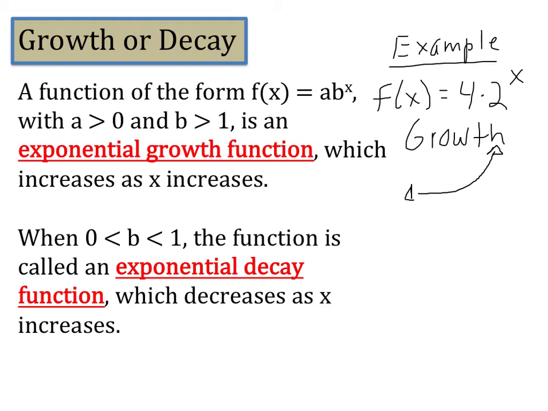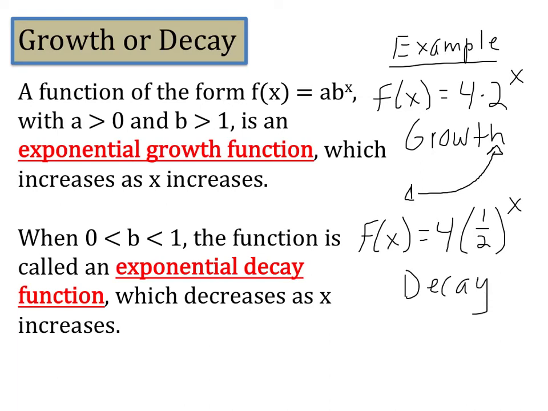Now a decay function is when b is greater than 0 but less than 1. So that same function, f of x, we can still have a be greater than 0, but then b would need to be, for example, 1/2 raised to the x. This would be a decay function.